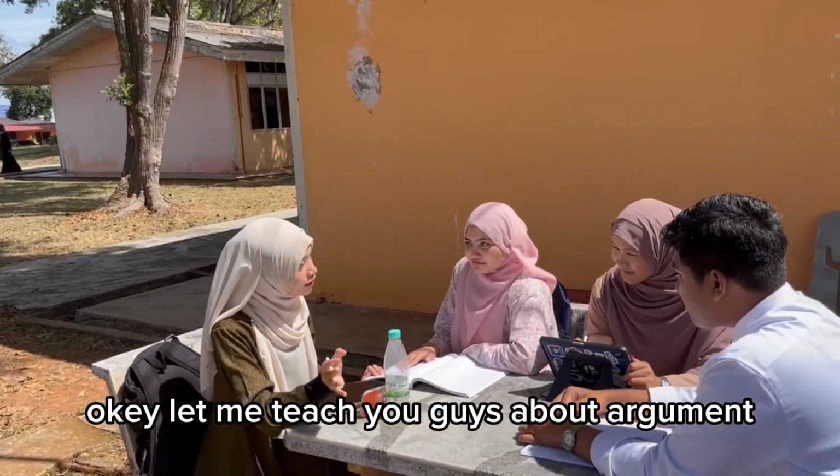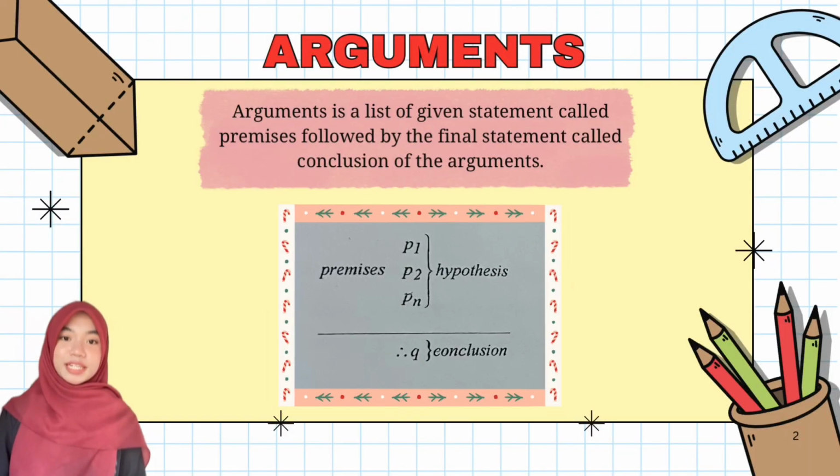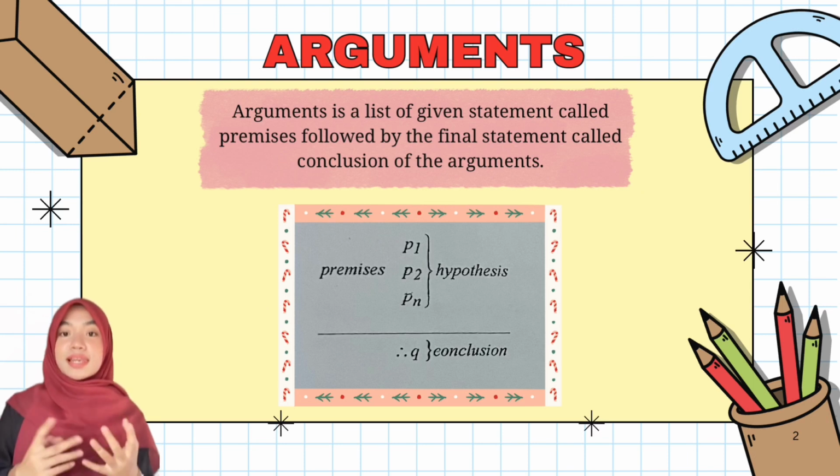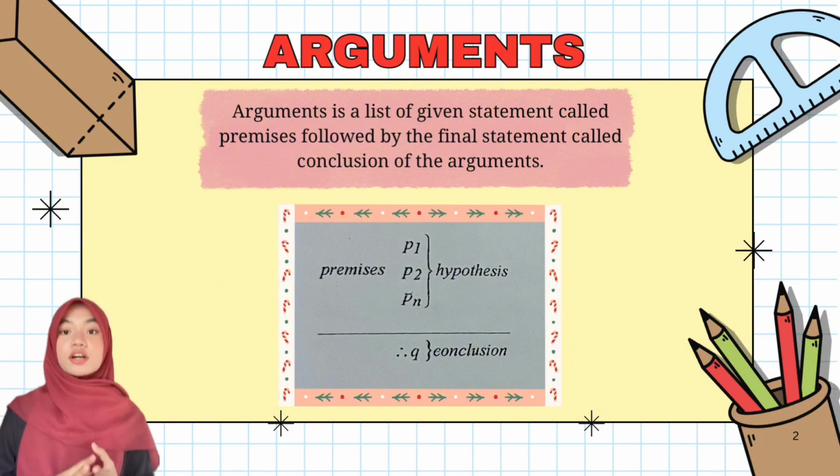Okay, let me teach you guys about argument. Assalamualaikum. My name is Sharon Najwa binti Hazarir and my student card is 2024280096, and I will explain one of the subtopics in mathematical logic, which is argument. So what is the meaning of argument? An argument is a list of given statements called premises, followed by the final statement called the conclusion. The premises form the hypothesis, and the conclusion can be expressed as a diagram.